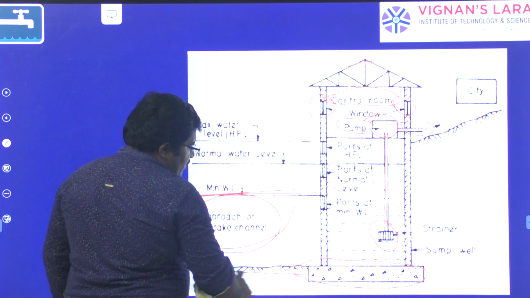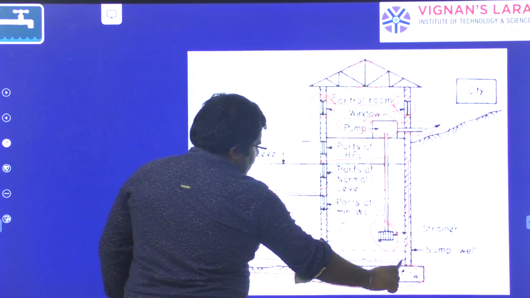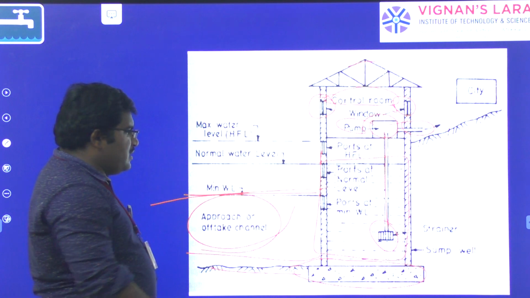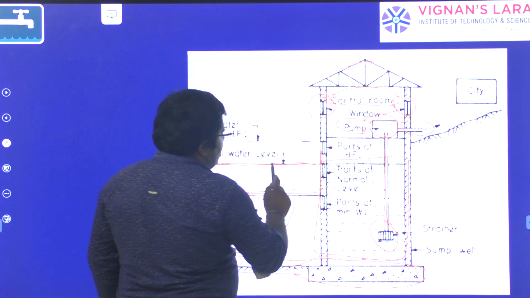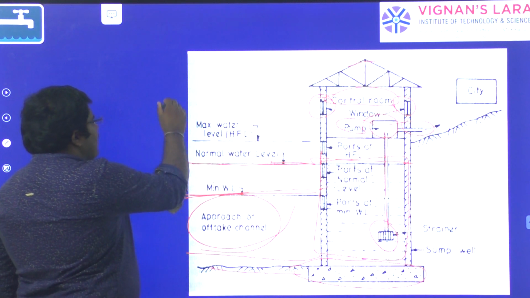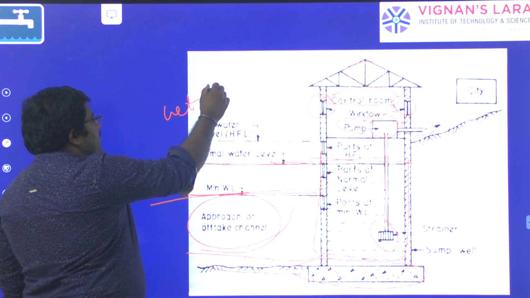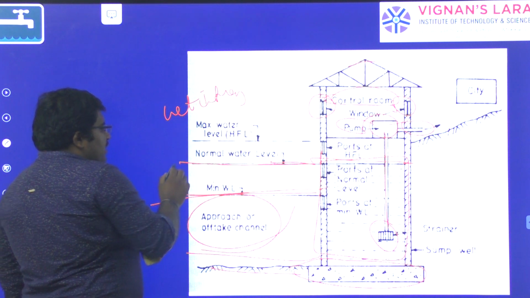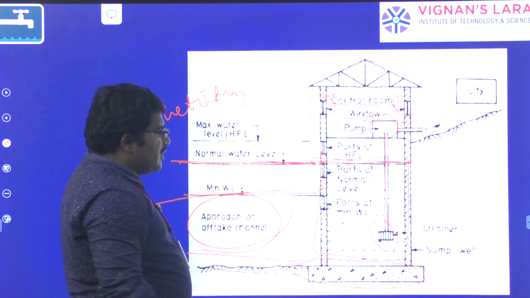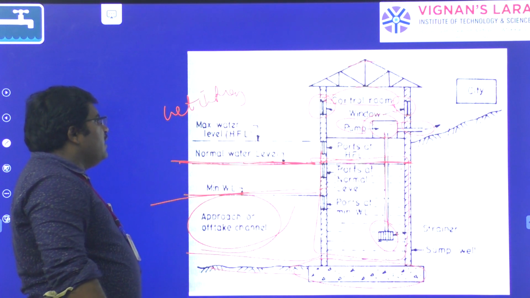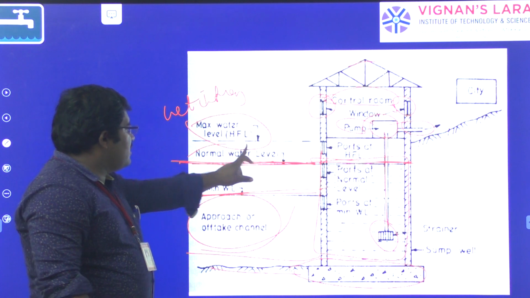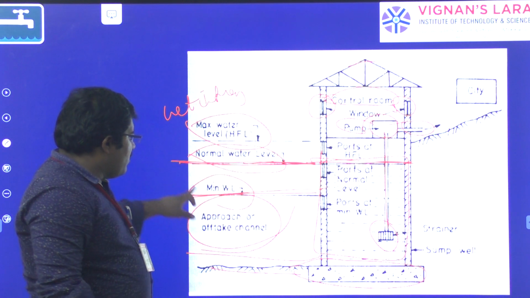It will take water near to here. Here you can see the well is having water, which is at the same level as the river water. That's why this type of intake is called wet intake, where the water level in the river and the water level in the well are equal. Next we have the maximum water level, that is high flood level. This is the normal water level. This is the minimum water level.